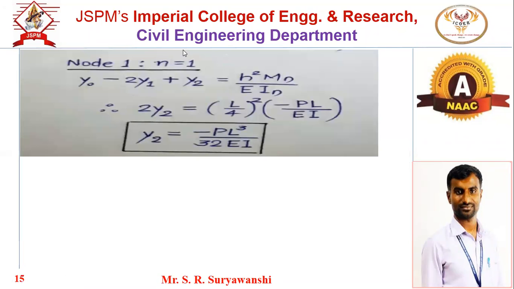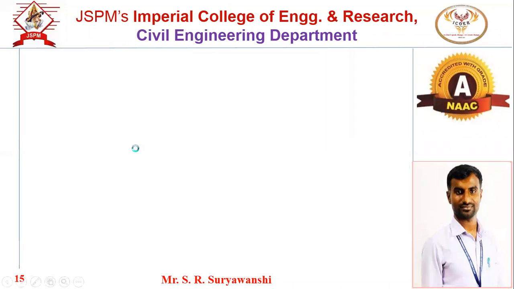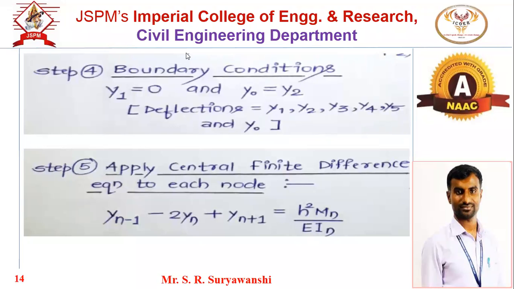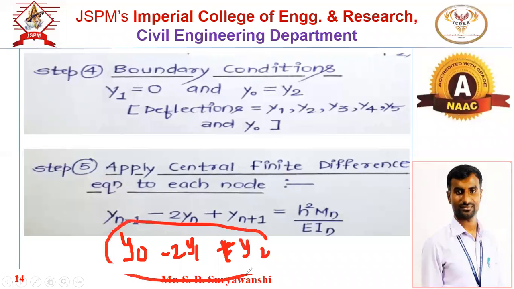Means put n is equal to 1 in this equation. So n will be 1, 1 minus 1 it will be y0, minus 2 y1, plus, again 1 plus 1 becomes 2, so that will be plus y2. Okay, so this is the left-hand side equation. On the right-hand side we are applying this equation for node number 1. H will be constant for all the central difference equations, that will be (L by 4) square. H is L by 4.